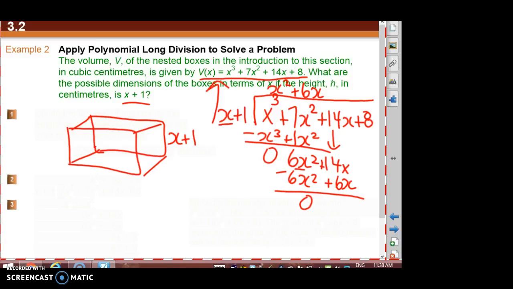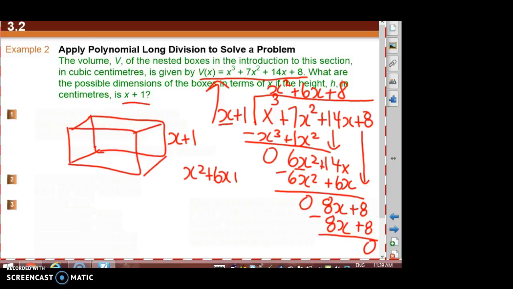14x minus 6x, we get 8x. Bring down the last 8. Okay, and then how do we make this x into an 8x? We need an 8. So 8 times x is 8x, and 8 times 1 is 8. When we subtract, we get 0. So that guy was a factor, and that means we ended up with an answer of this.